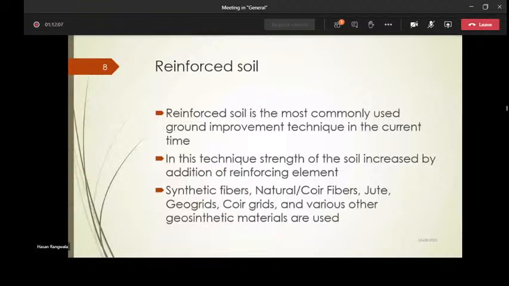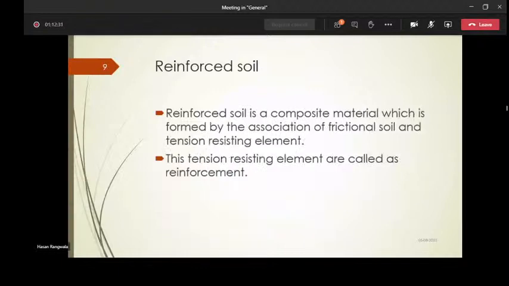Okay. What are these reinforcing elements? Maybe a synthetic fiber, maybe a natural fiber, maybe I may even have tension taking elements like some steel. Okay, but generally some synthetic fibers or natural fibers are used. So what it involves is the addition of this tension resisting element in association with the frictional soil. Okay, and it will become a reinforced soil.